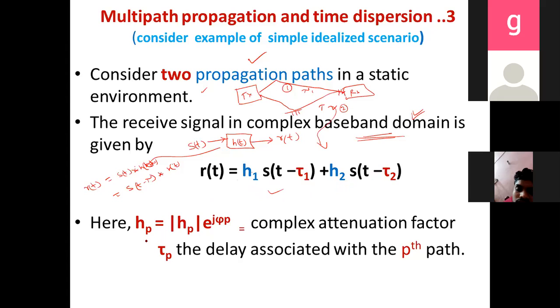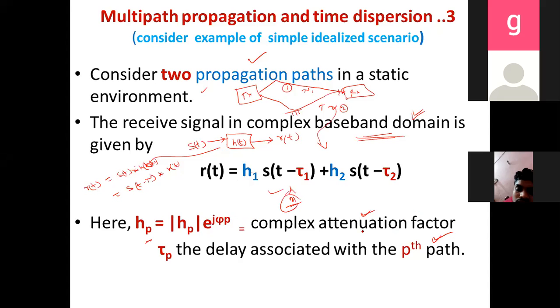So p is the pth path, and h_p is a complex attenuation factor. It can be represented as the modulus of h_p times e power minus j phi_p, where phi_p is the subscript here. And tau_p is the delay associated with the pth path. I can write the same expression for n number of signals.